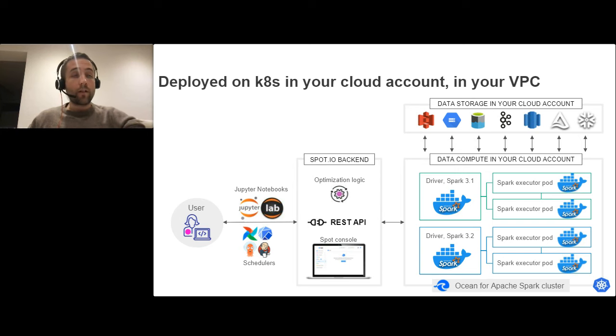So Ocean Spark does not replace EKS. It just builds on top of it. The data obviously is going to be stored in your cloud account, whatever storage that you want to use. And then as a Spark user, you're going to submit a Dockerized Spark application on that Kubernetes cluster. You could be running literally thousands of Spark applications in parallel on a single Kubernetes cluster. And each Spark application is going to have one Spark driver and a number of Spark executor pods, which can vary.